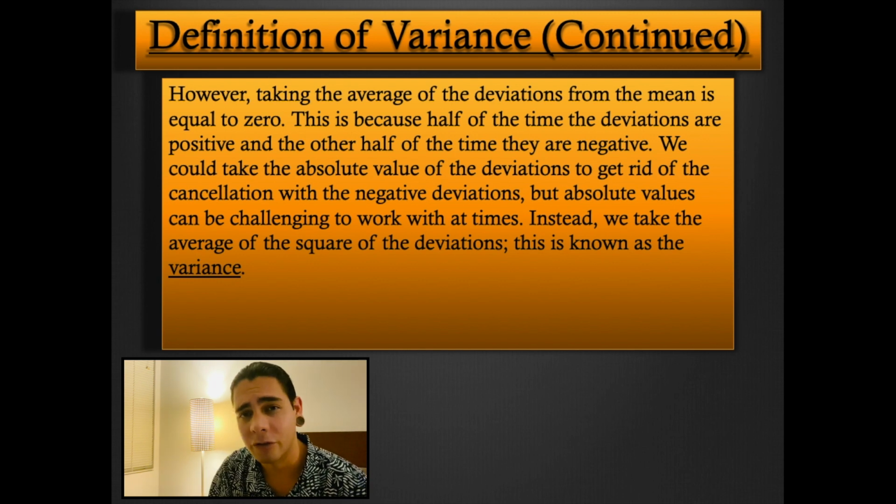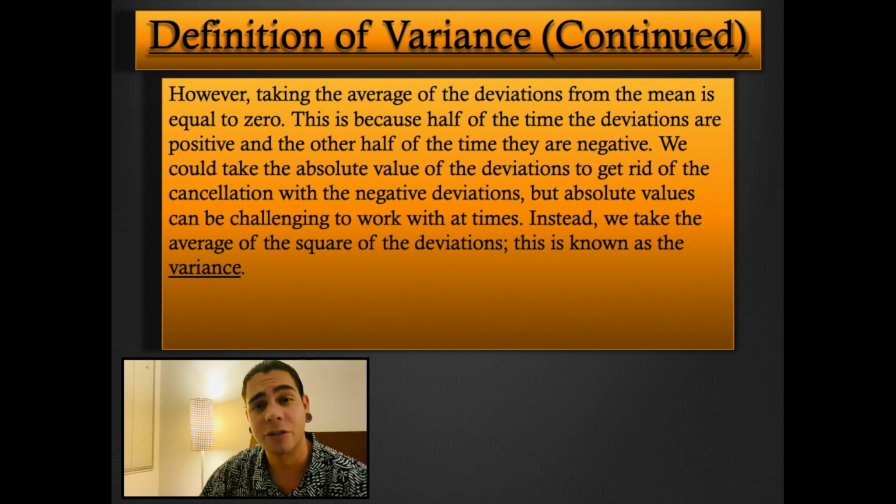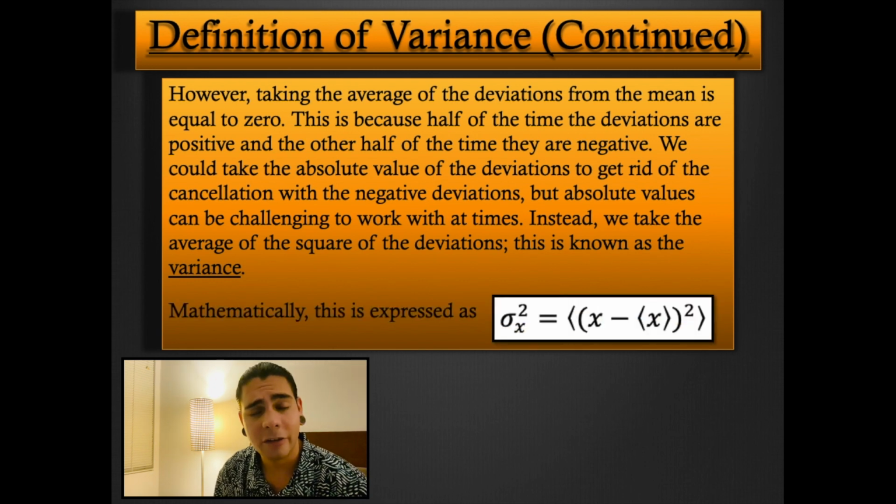So we have two options. Rather, we can take the absolute value of it. So all of our deviations that we calculate are positive quantities. But the problem is absolute values can be challenging to work with at times. So instead, we take the average of all the deviations squared. And this is what we define as the variance. Mathematically, this is expressed as sigma sub x squared, which, as we said, is defined as the average of the square of x minus the mean.